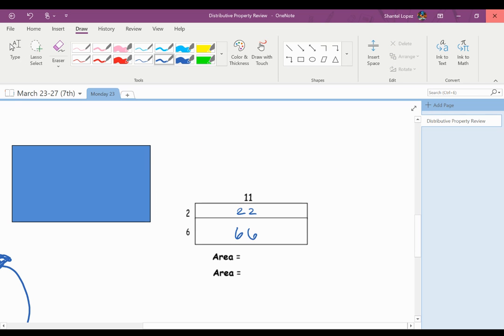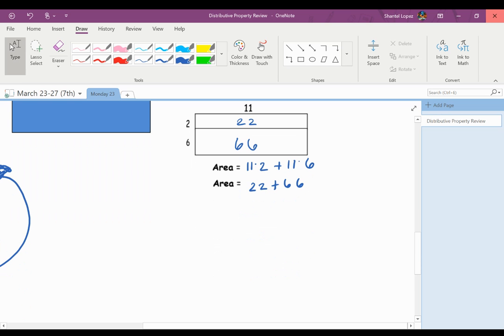Okay, so how can I write my area? I can write it as 11 times 2 plus 11 times 6. 11 times 2 we already know is 22. 11 times 6 is 66. So this is equal to 88. And once again, how does this connect to the distributive property?